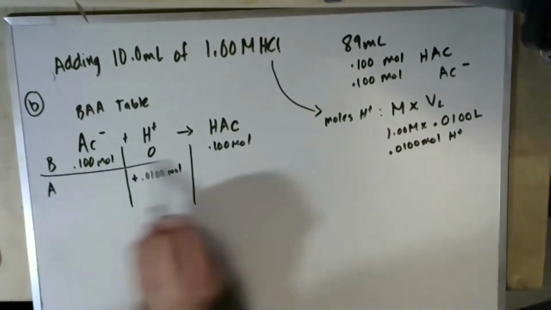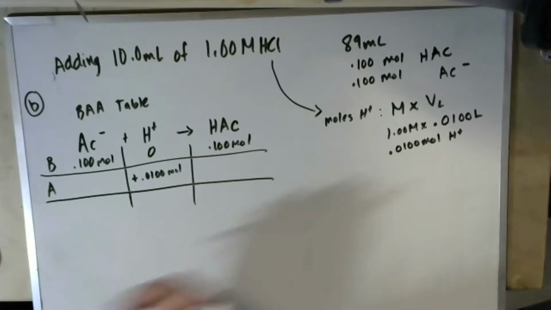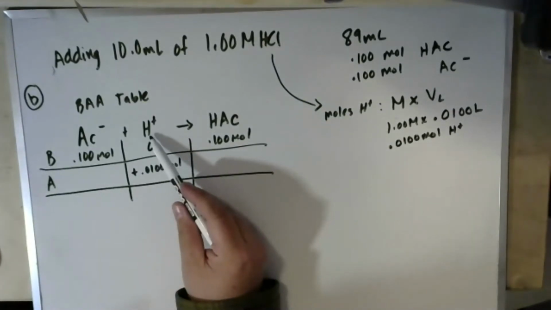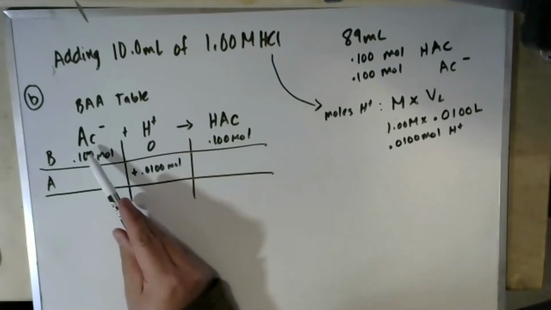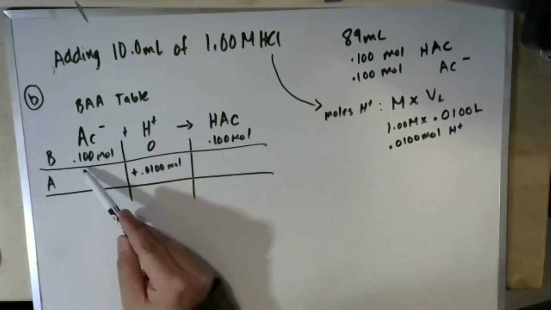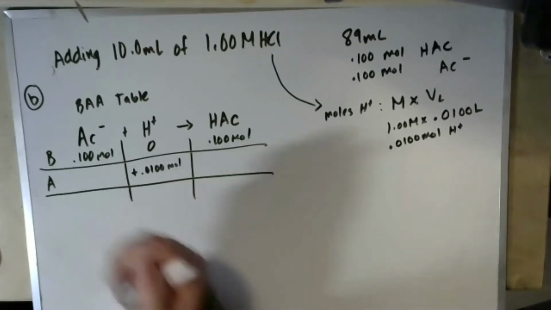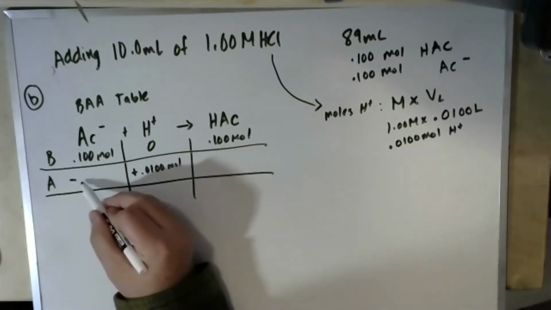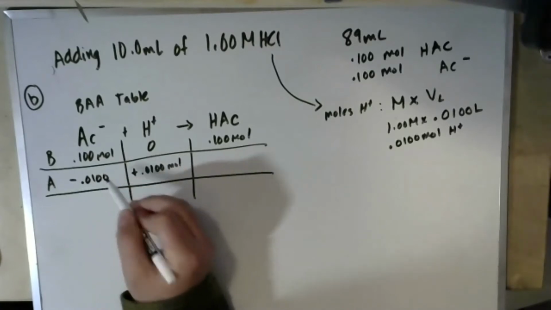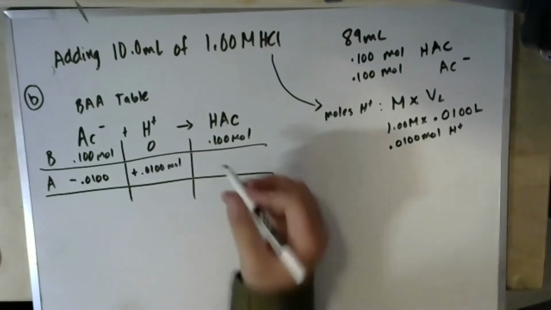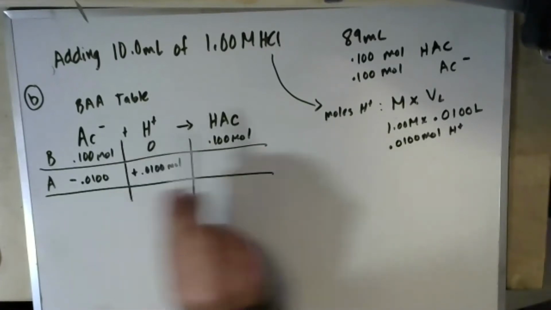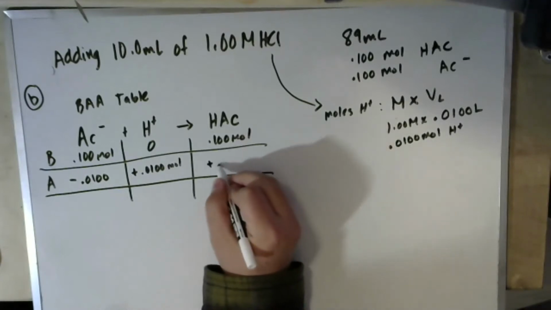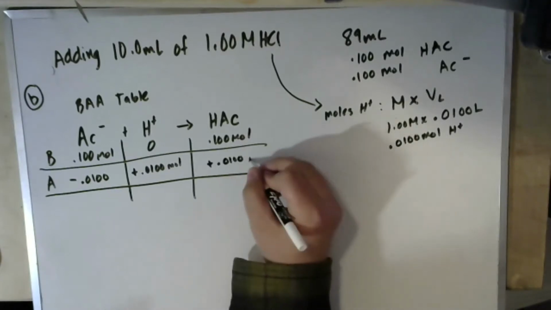And then again, next step is you're going to ask yourself, well, if my hydrogen ion is reacting with the basic part of my buffer, that means I'm going to be using up this basic part. So that's going to be a subtraction because I'm using it up. So I'm going to lose 0.0100 moles of my base. And as these two things react, I'm going to be forming more of the conjugate acid. So I'm going to be adding 0.0100 moles of my weak acid.